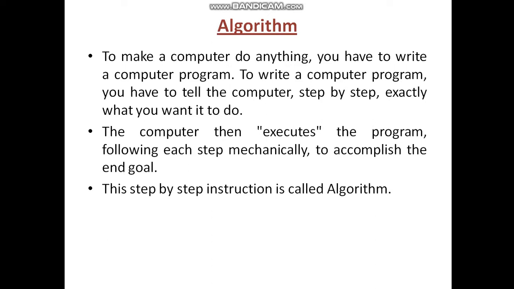Next, we know that there are 3 steps: pseudocode, flowchart and algorithm. We learned about the flowchart. Next, we are going to learn about what an algorithm is. To make a computer do anything, you have to write a computer program. To write a computer program, you have to tell the computer step by step exactly what you want it to do. This is simply known as an algorithm. The computer then executes the program following each step mechanically to accomplish the end goal. This step-by-step instruction is called an algorithm. So what is an algorithm? An algorithm is a step-by-step instruction given to the computer.